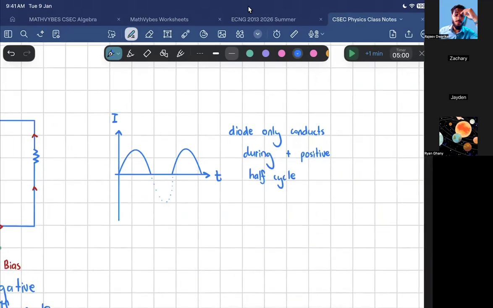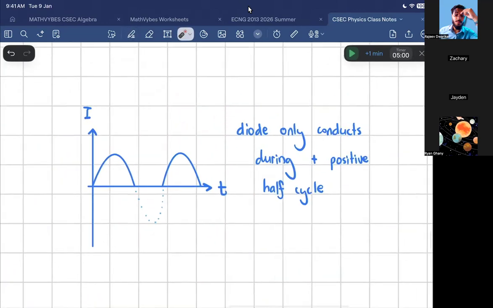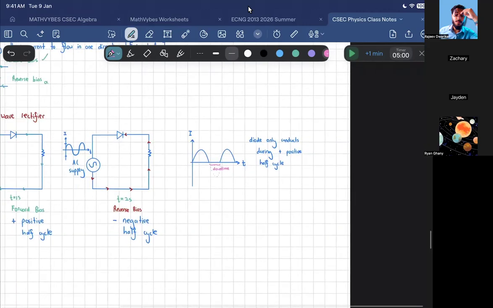Zachary, do you want a power supply that did like this? No, sir. Why? Because it wouldn't be supplying current all the time. Yes, then there's a problem. Ryan, would you want a power supply that has a downtime? It's working one minute, then it stops, then it's working the next minute, then it stops. You want that? No, sir. So I'm going to explain this one more time.